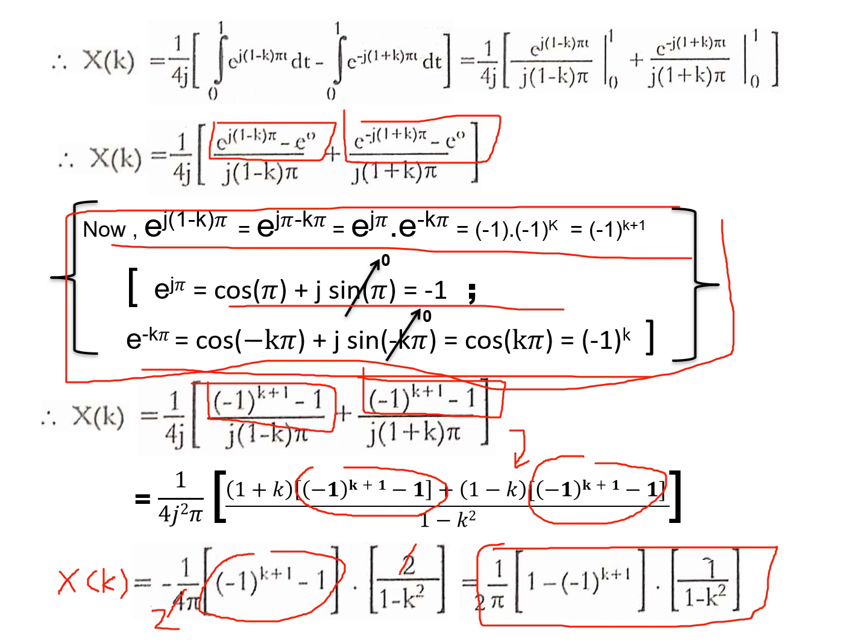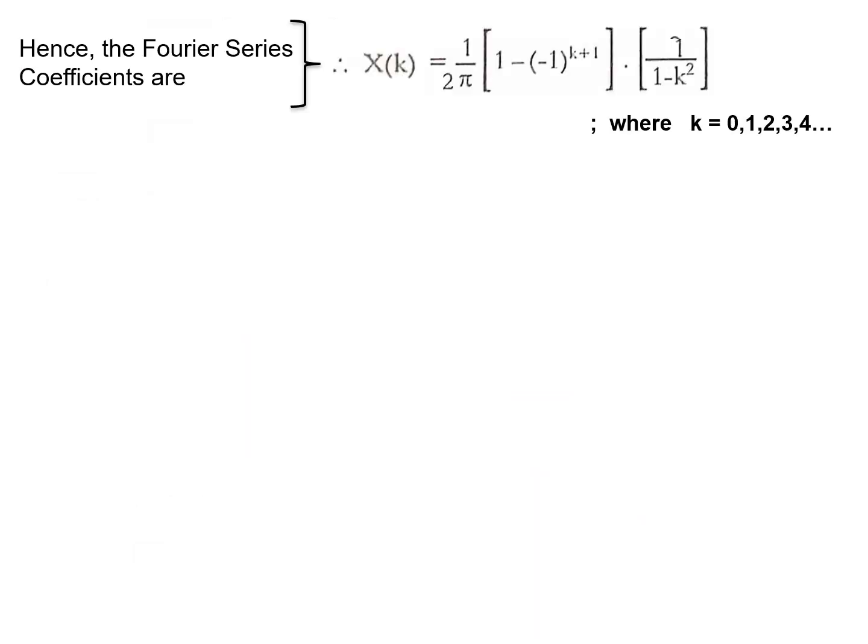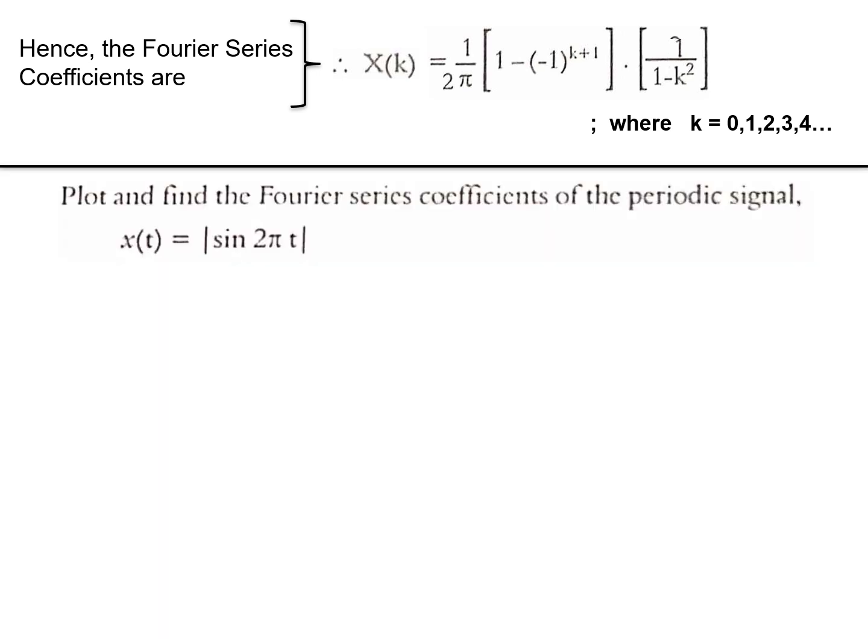You'll get the required graph. Since nothing is asked here about that, I'm leaving it out. So this is the value of the Fourier coefficients for different values of k. This is what I get, and that is the end of the problem. For different values of k, you can find the Fourier coefficients. Now next is the next problem.